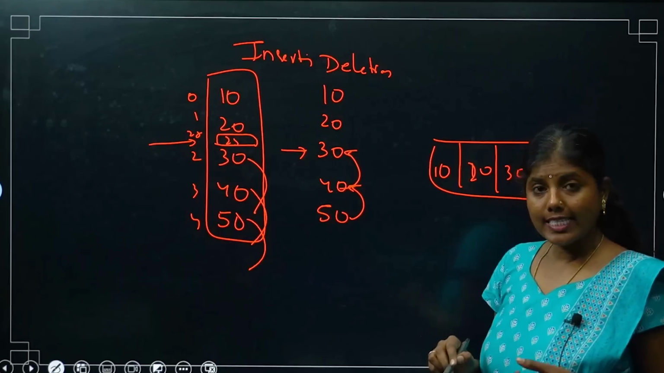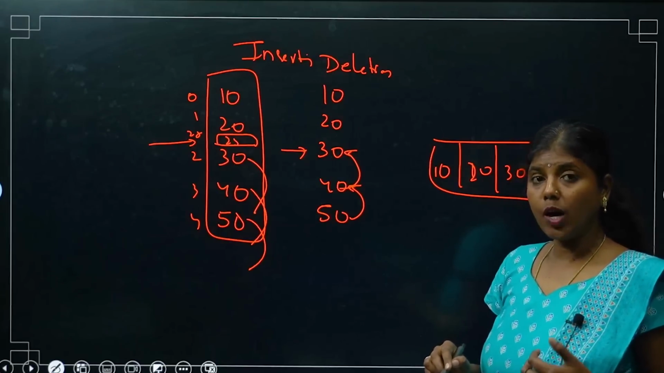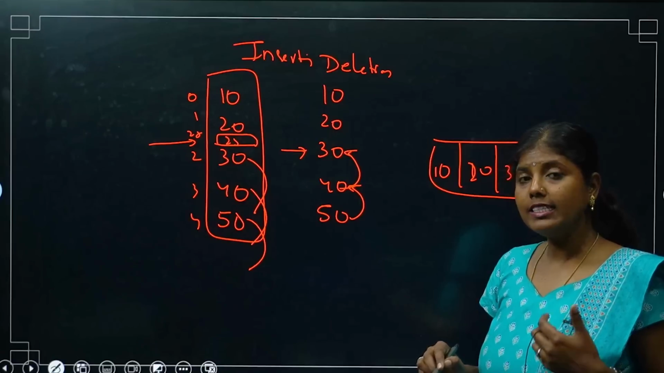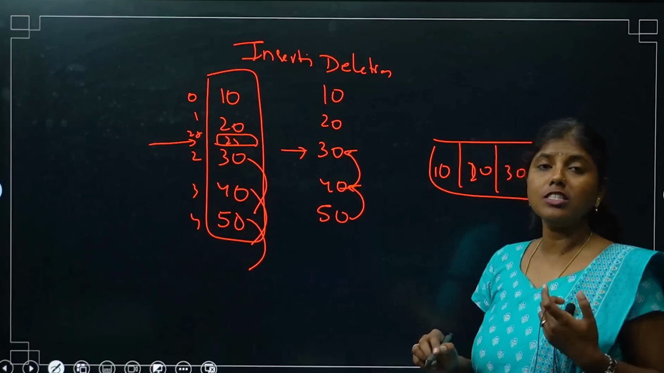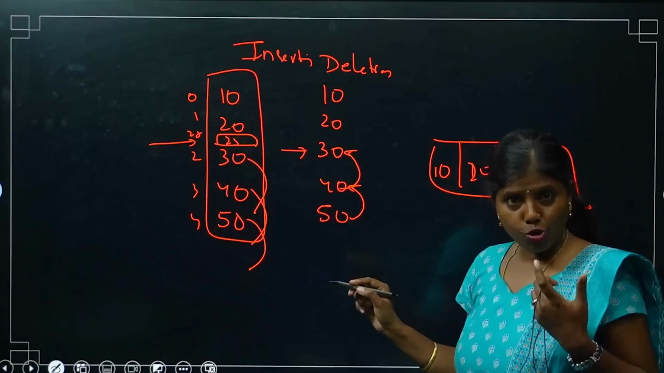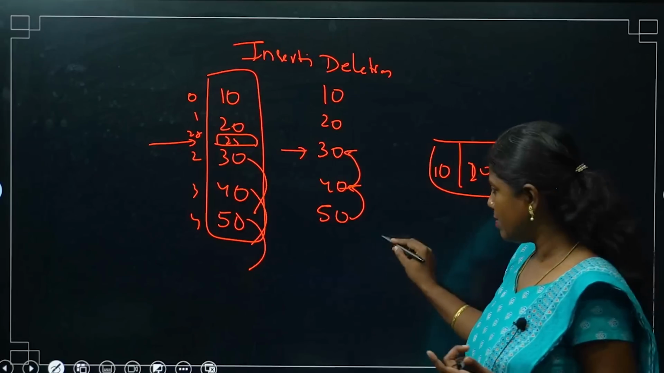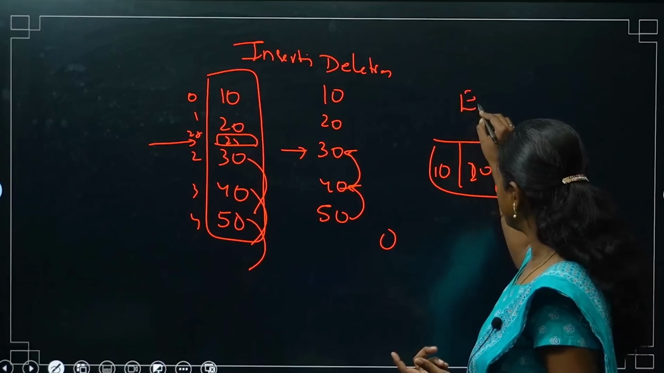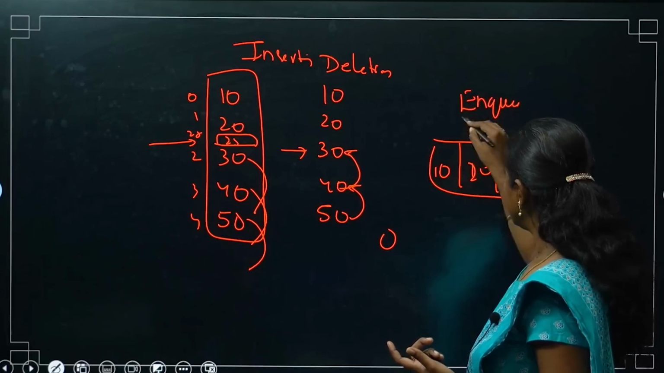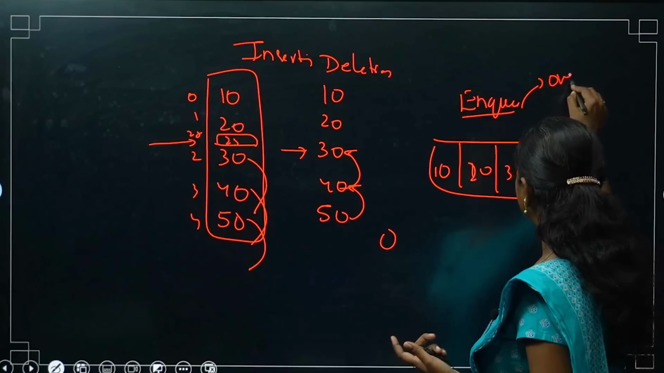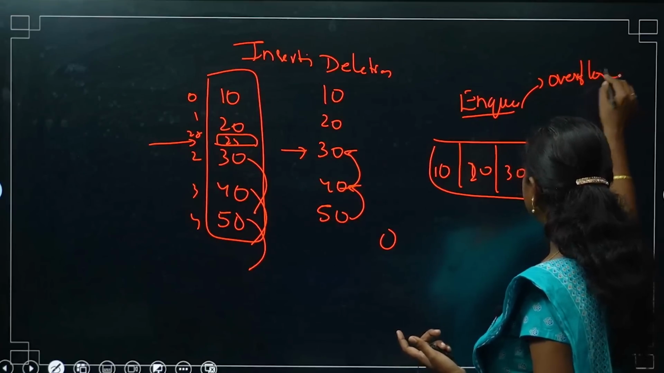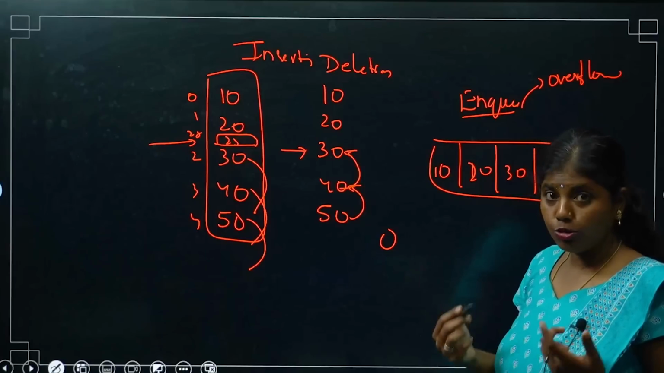Okay, so let's consider that I want to insert an element. How will I insert the element? If there is no space, I cannot insert the element. That means, see, this is NQ. NQ means check for the overflow condition. If rear is equal to n minus 1, then it is overflow.